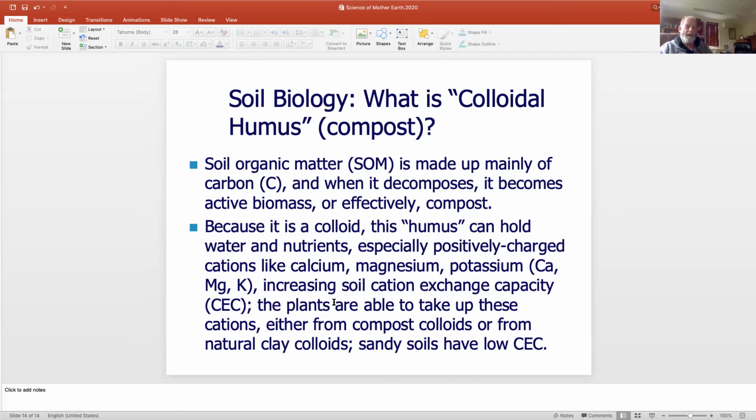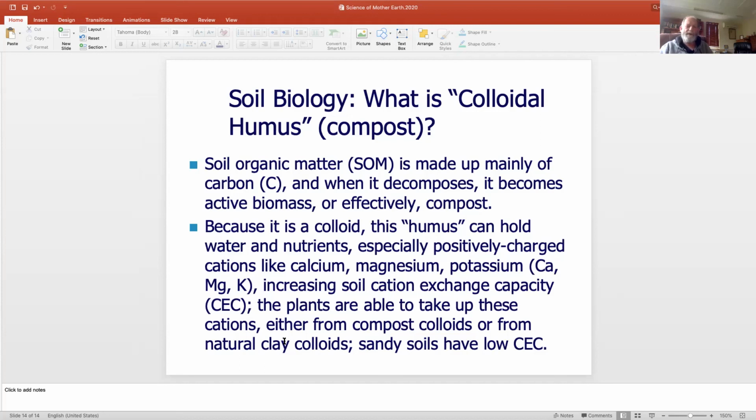gray earthworm or the red wriggler in the soil, the excretion of these worms is really what we call colloidal humus, which is the most useful substance that we can possibly have in our soil. Because it's a colloid, this humus can hold water and nutrients, especially positively charged cations like calcium, magnesium, and potassium, and it thus increases the cation exchange capacity of the soil. CEC we'll find in the soil analysis.